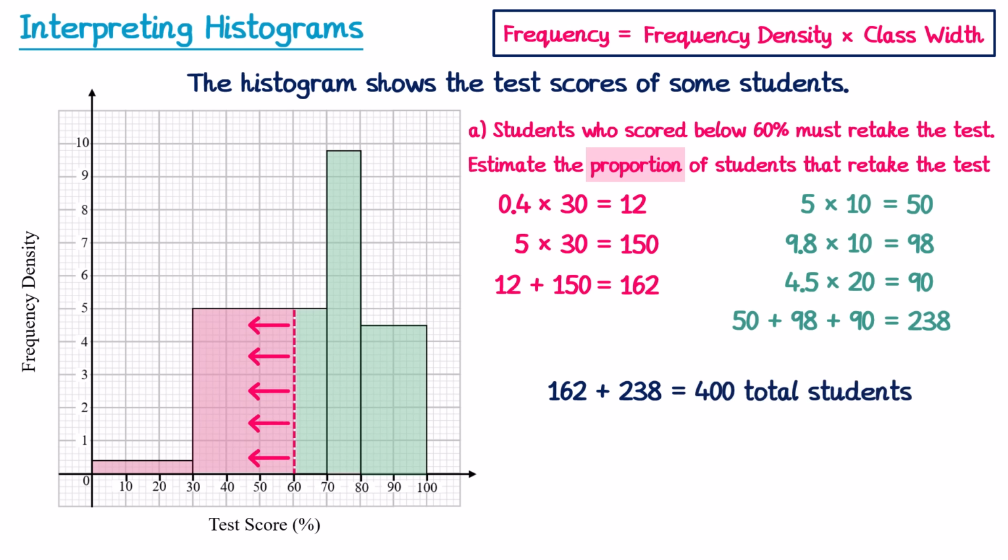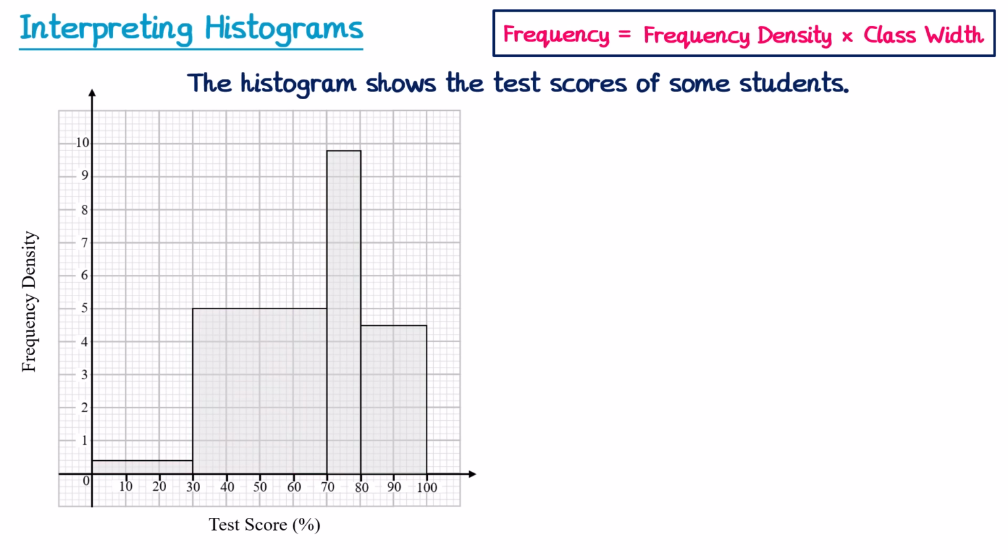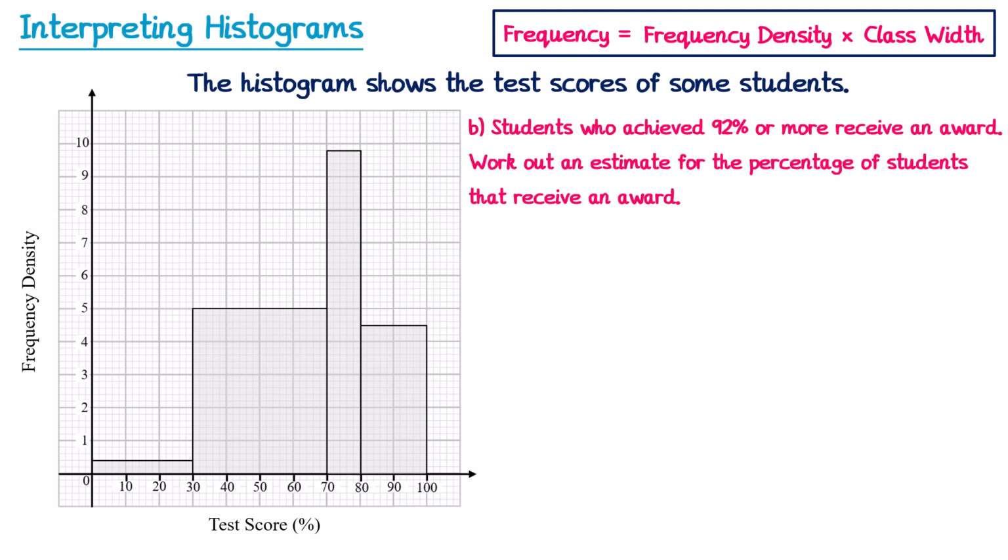Remember, we're writing this one as a proportion. So the proportion of students that are going to retake is the number that are going to retake, 162, as a fraction of the total students, which is 400. You might be tempted to simplify this, but since they haven't asked us to in the question, I'm not going to.